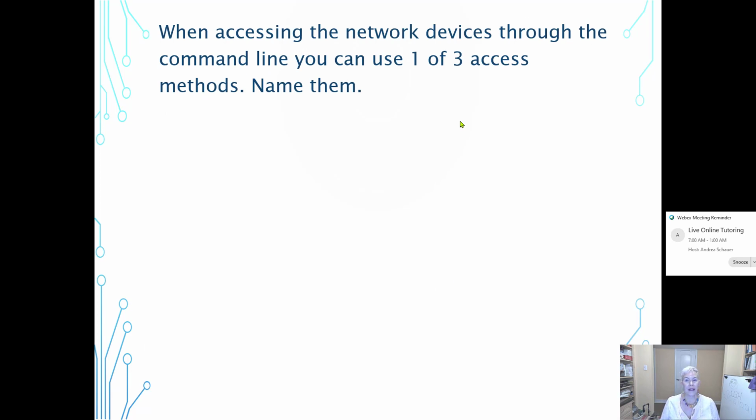When accessing network devices such as routers and switches through the command line, so we're not using a GUI, we're actually using the command line, we can use one of three access methods. If you've already read the module or you've done any work with the labs or packet tracers, maybe you already know what these are. So let me give you a few seconds to think about that.